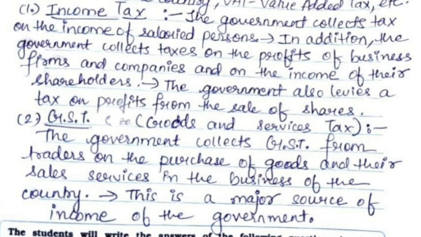The government collects tax on the income of salaried persons. In addition, the government collects taxes on the profits of business, firms, and companies and on the income of their shareholders. The government also levies a tax on profits from the sale of shares. Second is GST, that is goods and service tax. The government collects GST from traders on the purchase of goods and their sales service in the business of the country. This is a major source of income of the government.